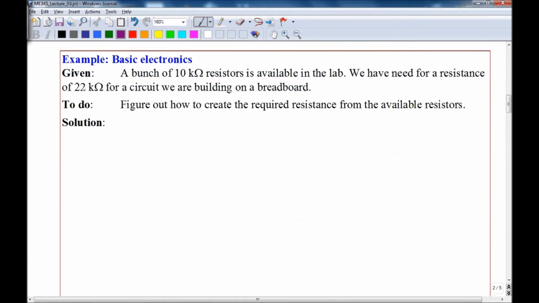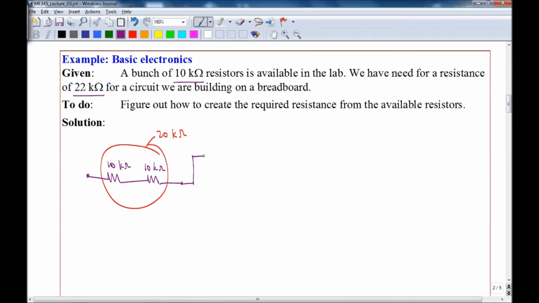Another very quick example, we have a bunch of 10k ohm resistors, and we want to have a resistance of 22 kiloohms in our circuit. So let's figure out how we would do that from this available bunch of 10k ohm resistors. Well, after a little bit of thinking, it should be pretty obvious that we want a 10k ohm here in series with another one. This will give us 20 k ohms, since they're in series, and then we need an extra 2 kiloohms, so we'll want to have another part to this circuit that has 2 kiloohms.